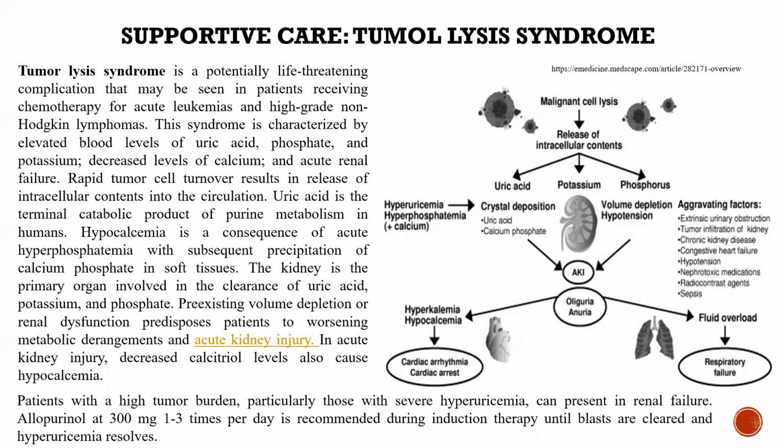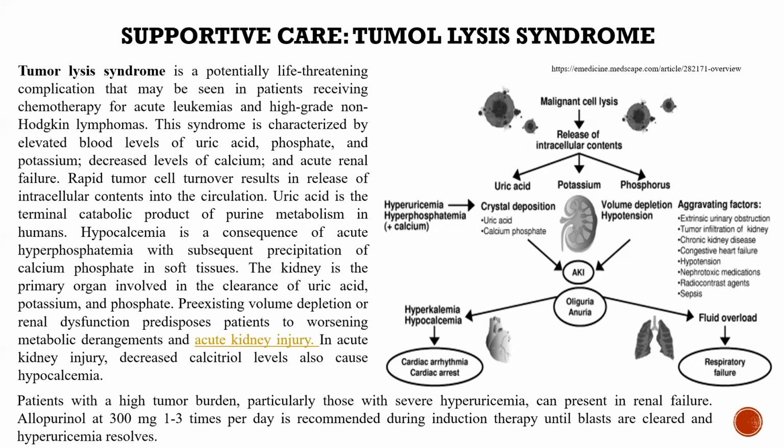Uric acid is a terminal catabolic product of purine metabolism in humans. Our cells consist of purines because they are part of the protein macromolecules. So breakdown of the protein molecule leads to the appearance of purines in the blood. Hypocalcemia is a consequence of acute hyperphosphatemia with subsequent precipitation of calcium phosphate in the soft tissues.